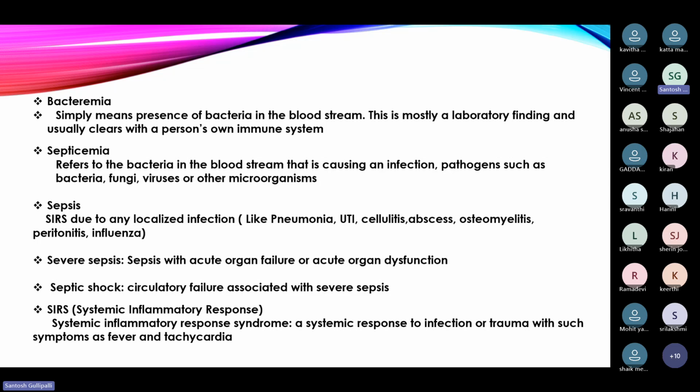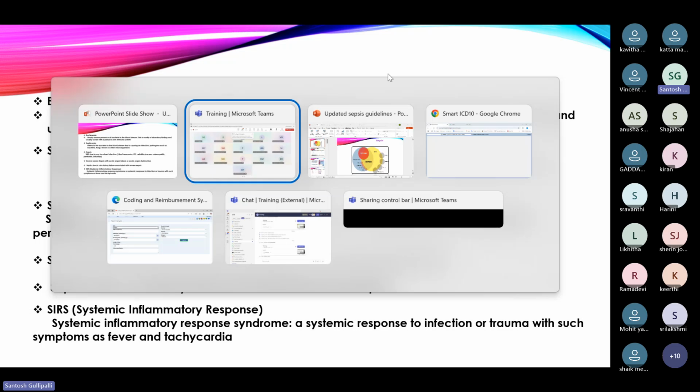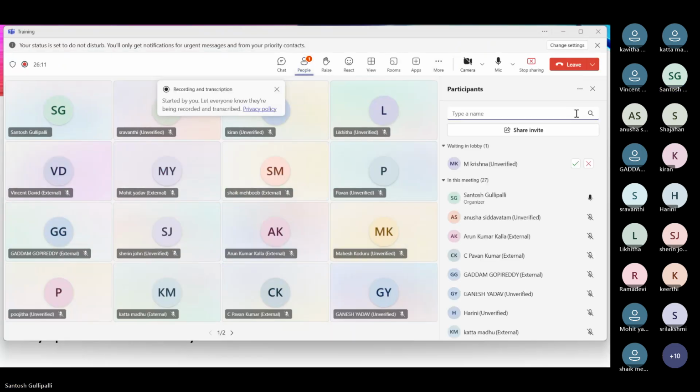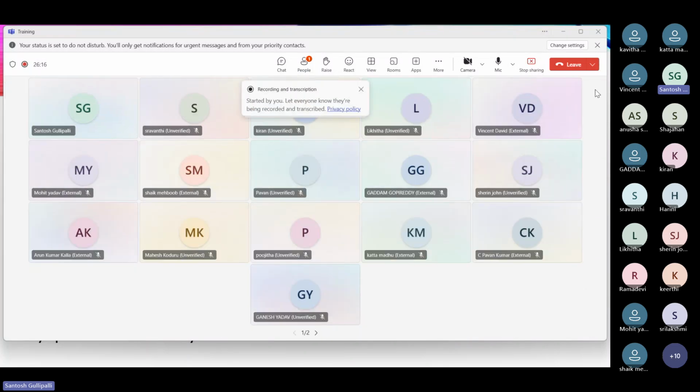What is the meaning of bacteremia? It simply means presence of bacteria in the bloodstream. Generally this is mostly a laboratory finding and usually clears with a person's own immune system. So the bacteremia is resolved without treatment, based on the patient's own immune system.